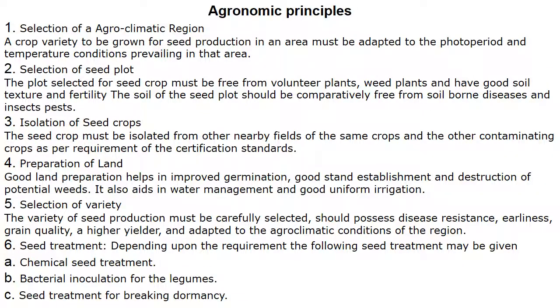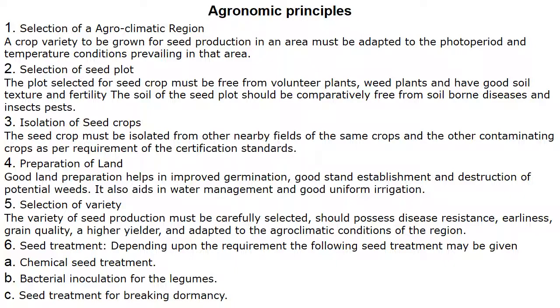Agronomic principles. Selection of an agroclimatic region. Crop variety to be grown for seed production in an area must be adapted to the photoperiod and temperature conditions prevailing in that area. Selection of seed plot. The plot selected for seed crop must be free from volunteer plants and weed plants, and have good soil texture and fertility. The soil of the seed plot should be comparatively free from soil-borne diseases and insect pests.